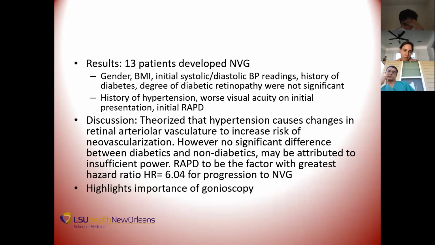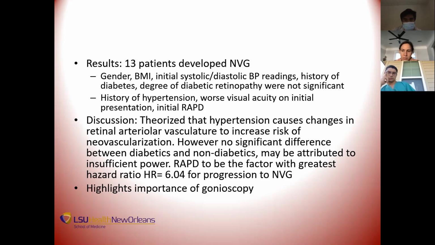So again, in total, about 13 out of that 98 developed NVG. There are certain things that they found that were not significantly associated with developing NVG: gender, BMI, initial systolic blood pressure readings, history of diabetes, which is interesting, and degree of diabetic retinopathy were not significant. And again, history of hypertension, worse visual acuity on initial presentation, and initial APD were significant.